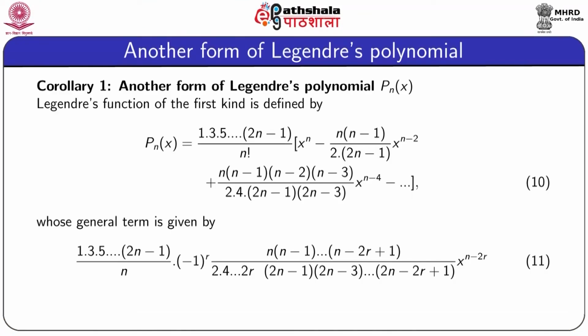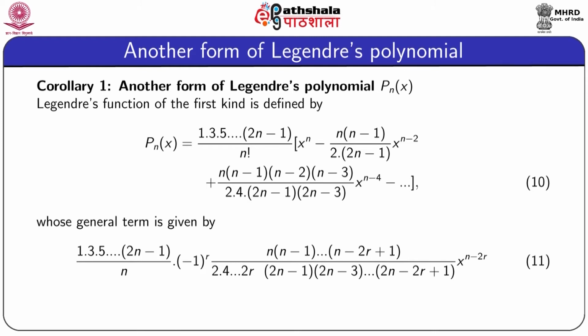We now look into an alternate expression for Legendre's polynomial, which may be useful in many cases. As defined before, the Legendre's function of first kind is given by equation number 12. The general term is given by expression number 13. Now, please look into the third term of 12. The numerator is n into n minus 1 into n minus 2 into n minus 3. If we generalize that, we will get n into n minus 1 dot dot dot n minus 2r plus 1.